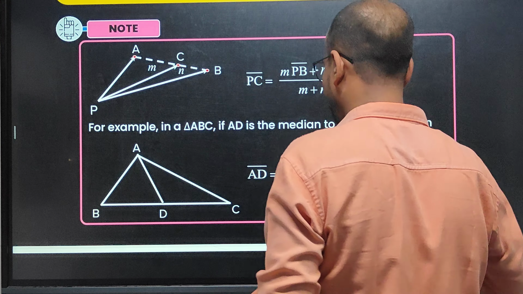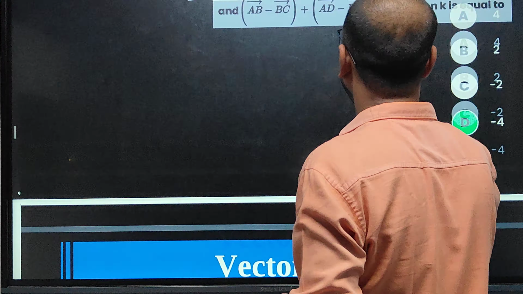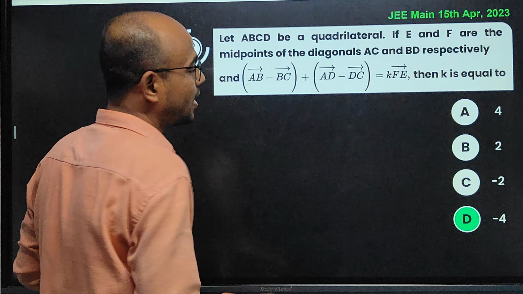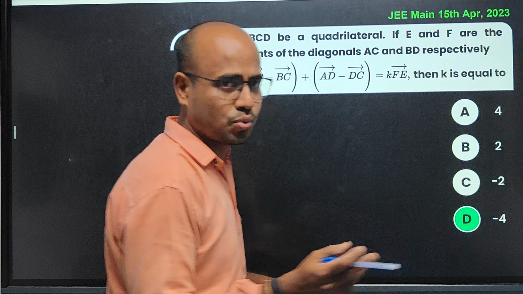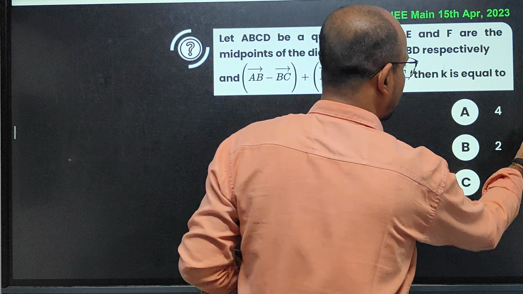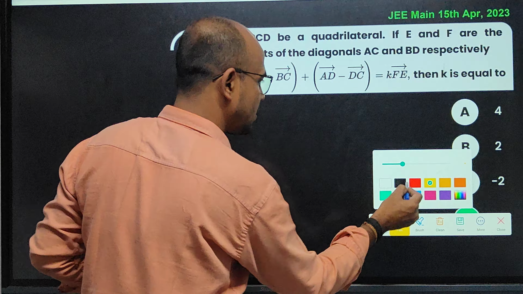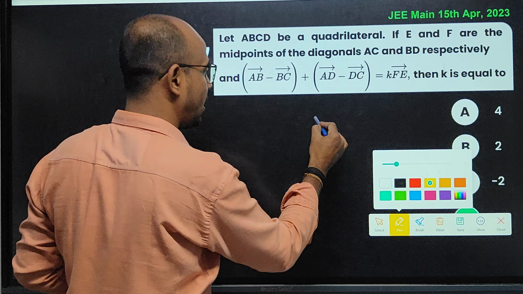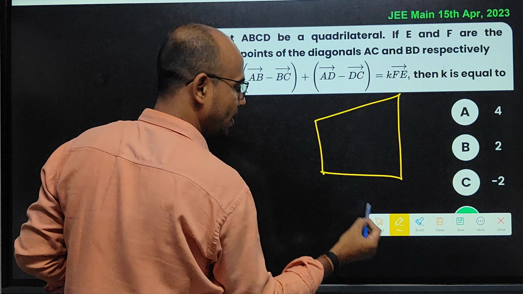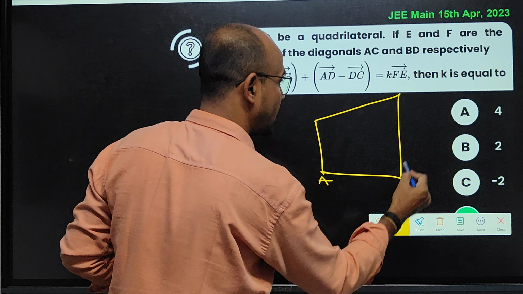Now let us come down to the question which has actually appeared in JEE Mains. So we can see quite recently it has appeared, just 2-3 years back. Let us understand this question in a very simple manner. As you can see, the question simply says that there is a quadrilateral. So we drew a quadrilateral, and this quadrilateral is, of course, ABCD.